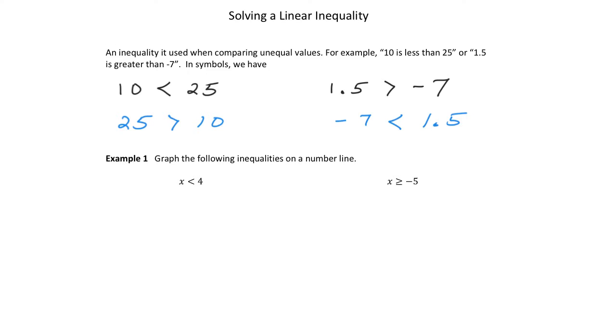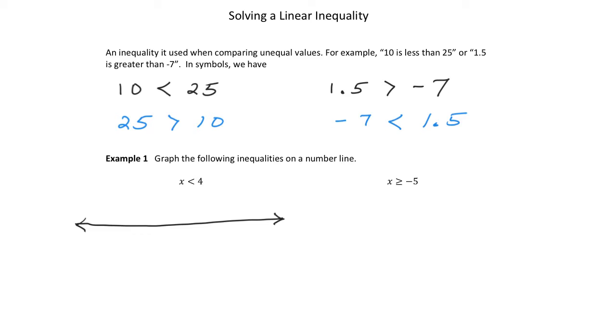Now, moving from just some numbers to introducing a variable, in example 1, I would like to graph x is less than 4 on a number line. That means write all numbers that make that expression a true statement. And we'll do the same thing for this one over here, which is x is bigger than or equal to -5. But starting with this, x is less than 4.